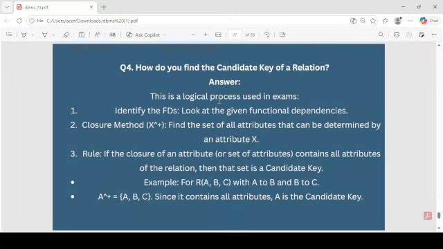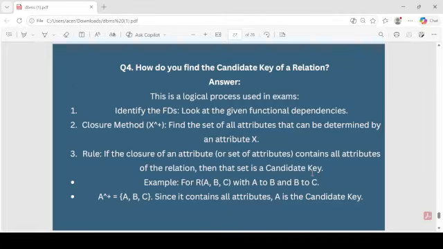This is a logical process which is used in your exams. You have to identify the FDs. You have to look at the given functional dependencies and use the closure method, like X plus: find the set of all attributes that can be determined by an attribute X. The rule is that if the closure of an attribute contains all the attributes of the relation, then that set is known as a candidate key.